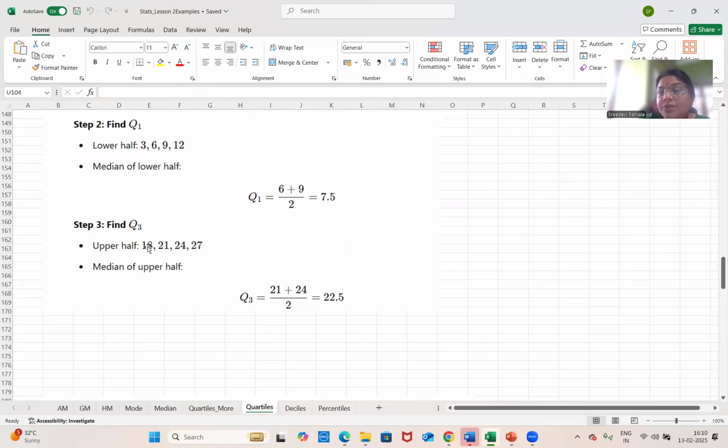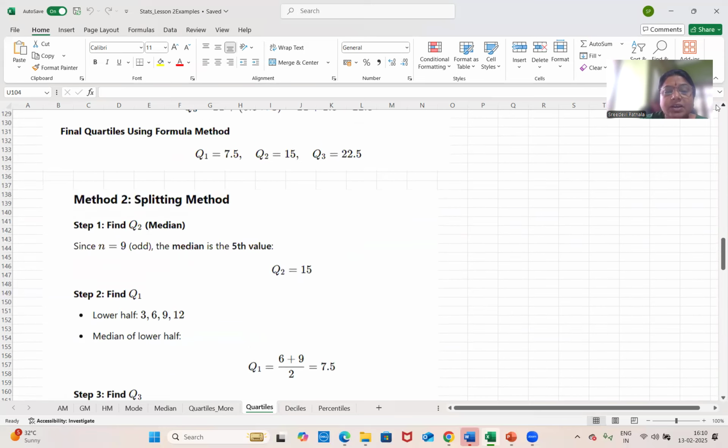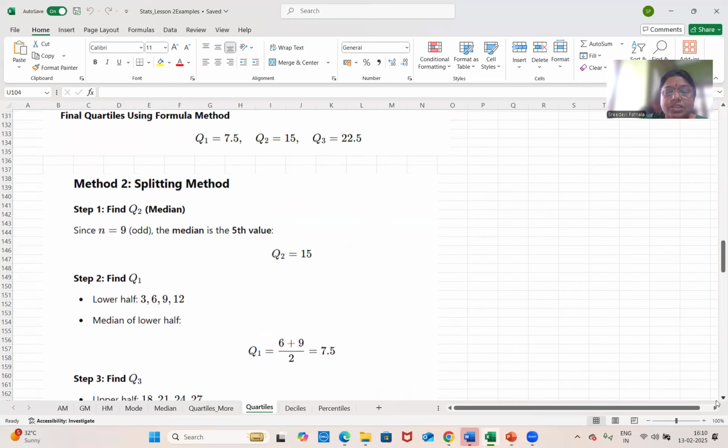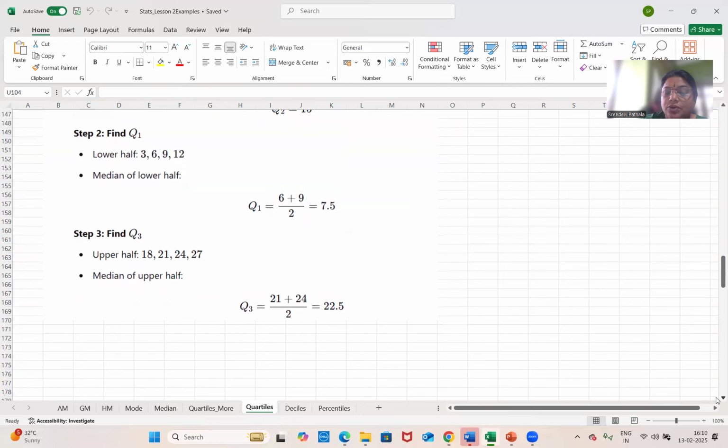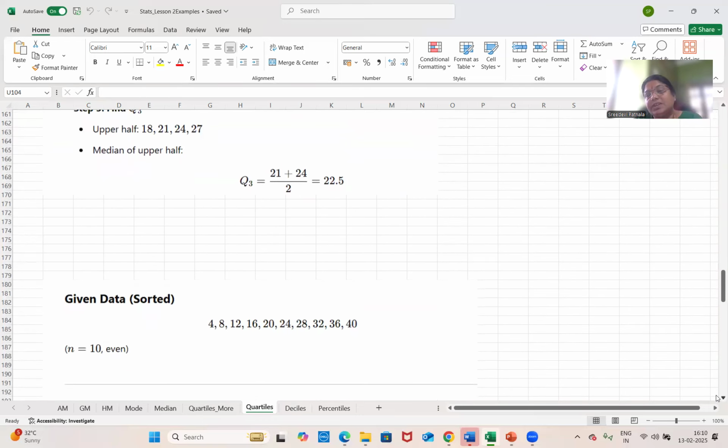For the upper value, after 15, you take the upper half of the data set. Here also it is an even count, so 21 plus 24 by 2 gives the value 22.5. If you observe, whether you do it in the splitting method or in the formula method, the Q1, Q2, Q3 values are similar or almost the same: 7.5, 15, 22.5. Here also you have the same values, 7.5, 15 and 22.5. Okay, this is the split method for the quartiles.